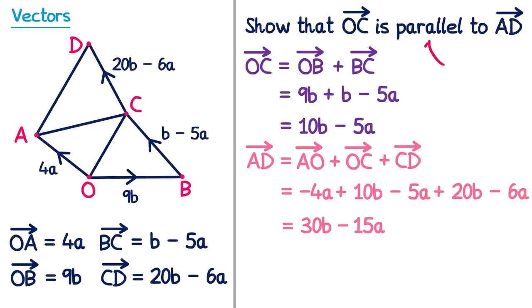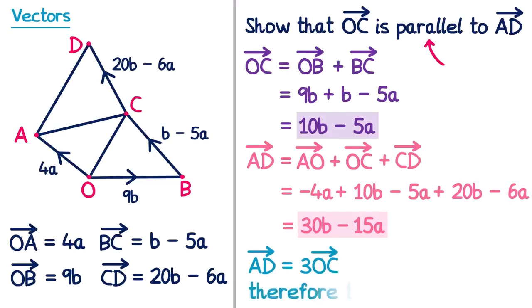So remember, we were trying to show that these two vectors are parallel. And we have both of the vectors. OC is 10b minus 5a and AD is 30b minus 15a. And if you look carefully, you can probably see that if you multiply the OC one by 3, you get the AD one. 3 lots of 10b is 30b, and 3 lots of negative 5a is negative 15a. So we can write down that the vector from A to D is 3 times the vector from O to C, therefore they are parallel.